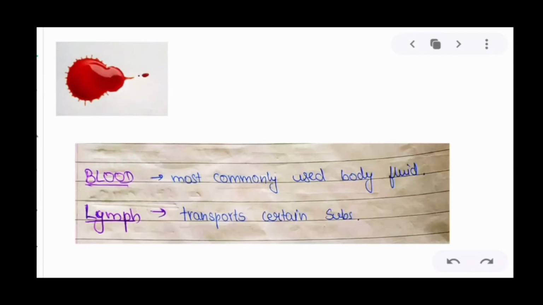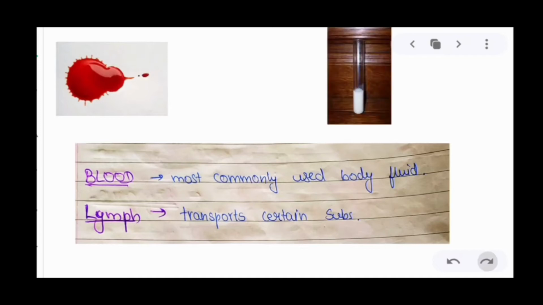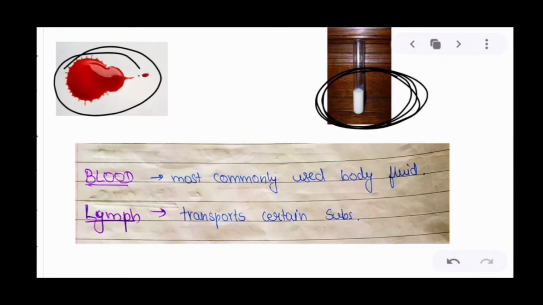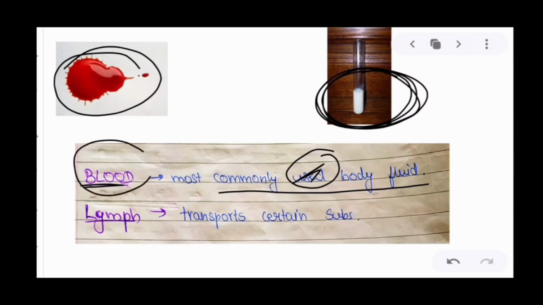This is the blood on the top left corner, and this is the lymph. The lymph looks whitish in color and the blood looks reddish in color. Blood is the most commonly present body fluid. The whole body inside us is full of blood, or most of the percentage is the blood that is present in our body.